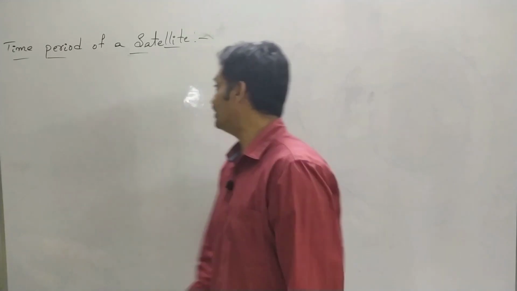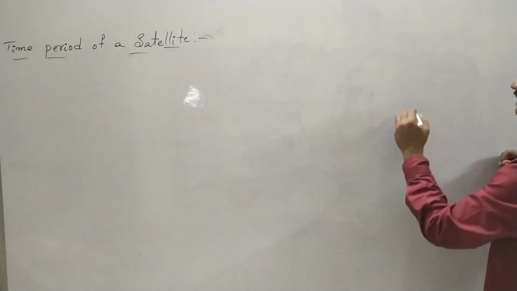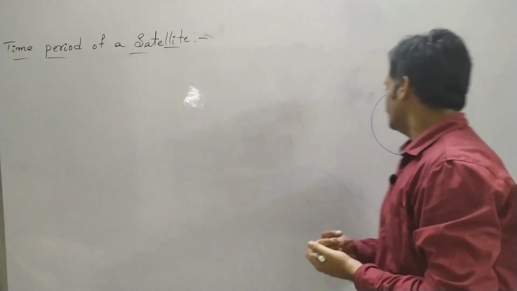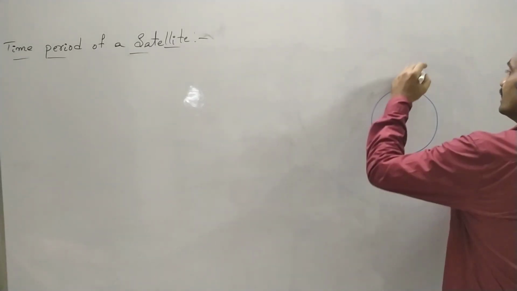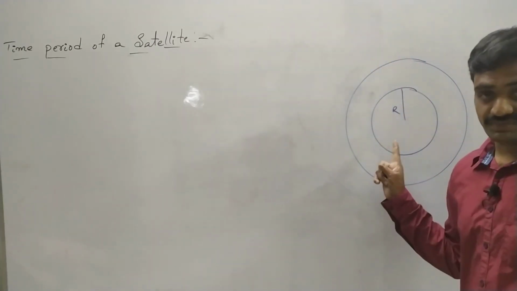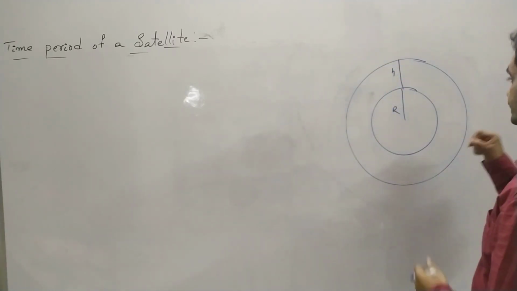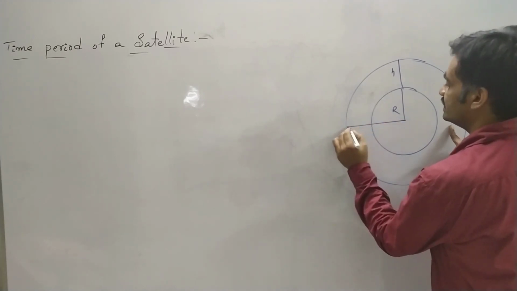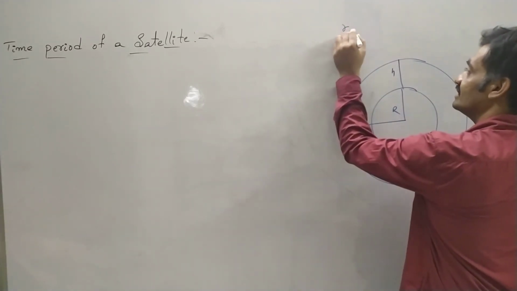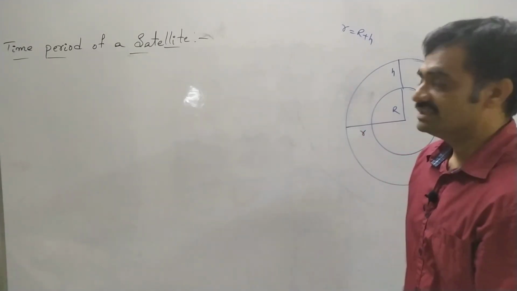Let's start this topic, time period of a satellite. In order to represent the time period of a satellite, here we consider a planet, either Earth or any other planet, with radius capital R. Now we consider a satellite which is revolving around this planet at a height h. The total distance from the center of the planet is represented as small r, where small r equals capital R plus small h.